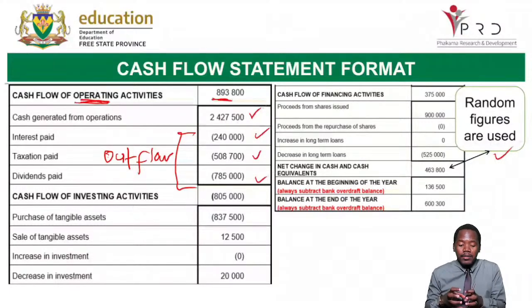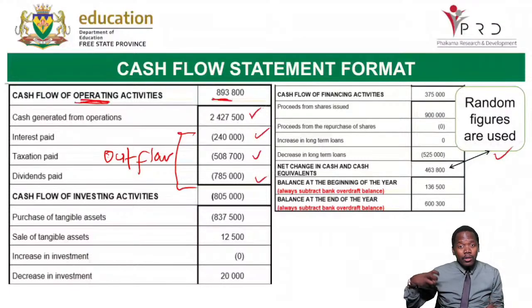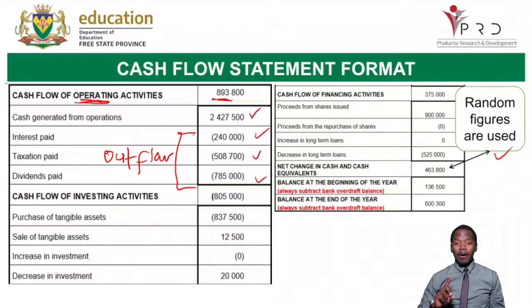How did they come about in arriving at the cash generated amount, interest paid amount, tax paid amount, dividends paid amount? We are going to look at the breakdown in theory and also in practical sense, so that everyone gets an idea on how to prepare the cash flow statement. But now, grade 12 is very important.